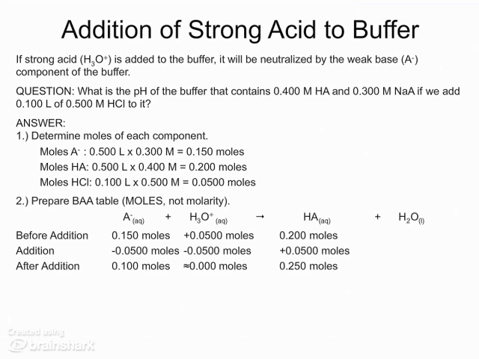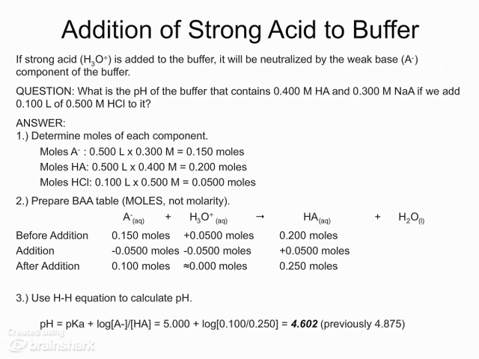Now we make our BAA table. Remember, in our BAA table we always use moles, not molarity. So before the addition of HCl, we have 0.15 moles of A minus, 0.2 moles of HA, and 0.05 moles of the H3O+, and they haven't reacted with each other yet. Then, at the addition, the 0.05 moles of H3O+ reacts with the A minus, so we subtract that from the left and we add it to the right because HA is generated by the reaction of H3O+ and A minus. So after the addition we have 0.1 moles of A minus, virtually no H3O+, and 0.25 moles of HA.